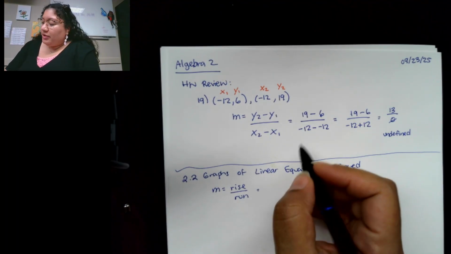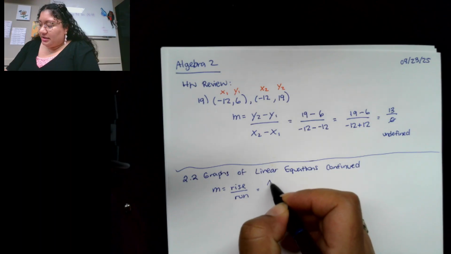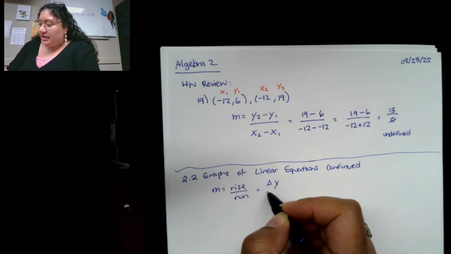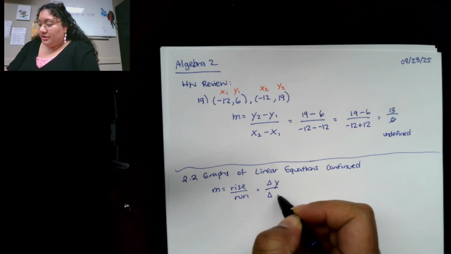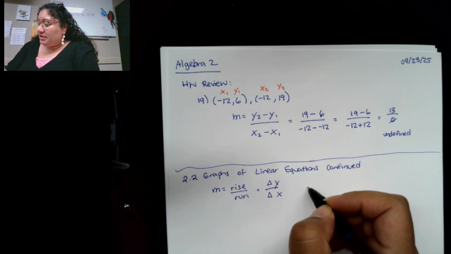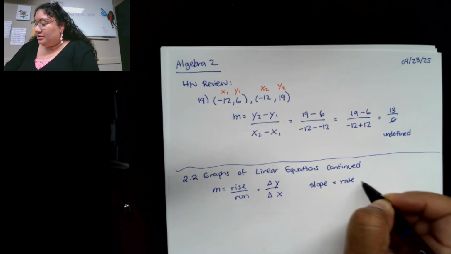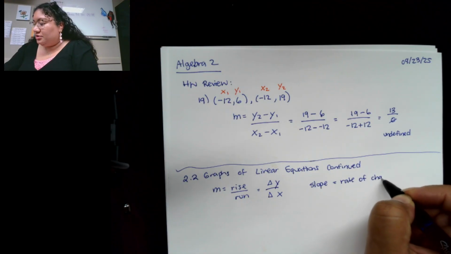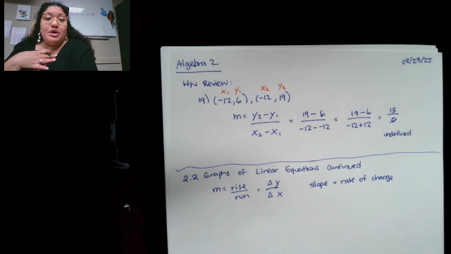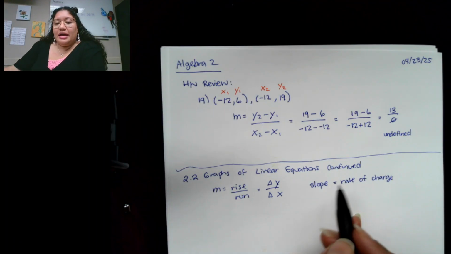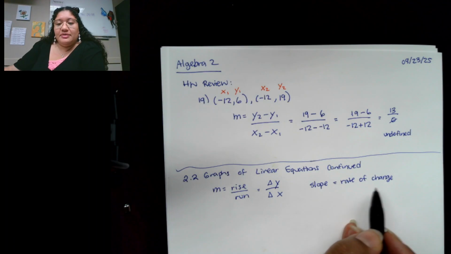Now, we do have to recognize that, and I wrote this the day before yesterday, that slope is also equal to the change of y over the change of x. This means that slope equals a rate of change. When I want to know how is this changing, or at what speed is this changing, or in which way is this changing, I look for slope, which is my rate of change.